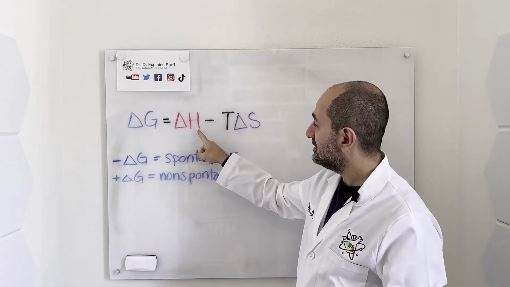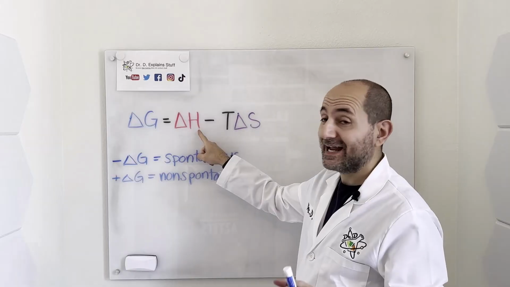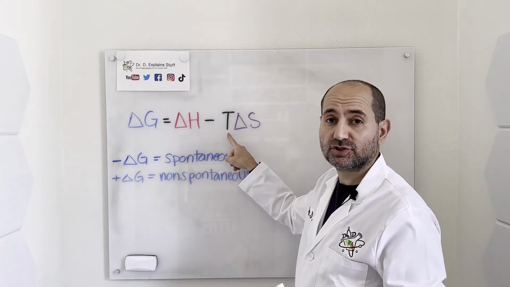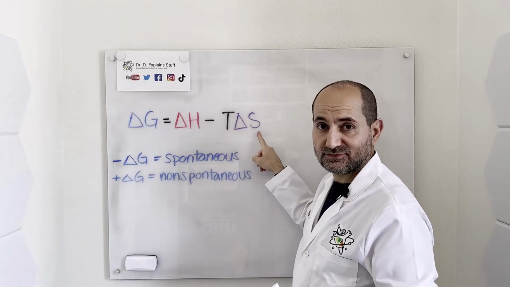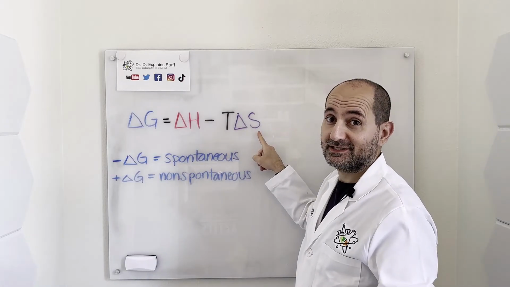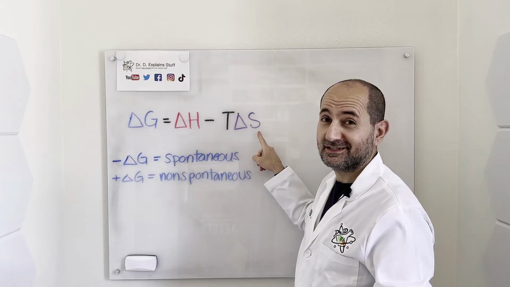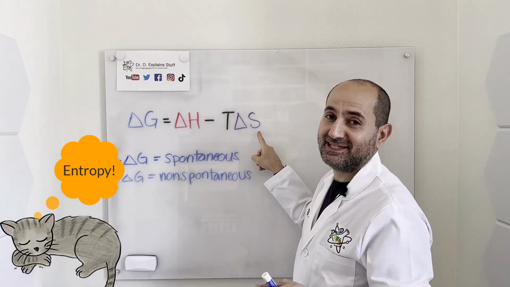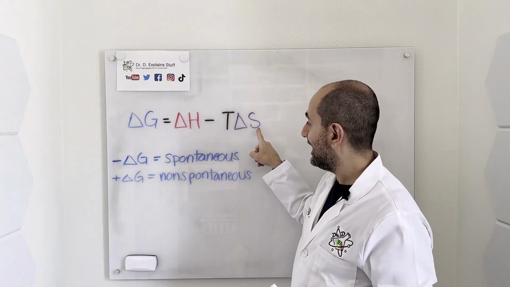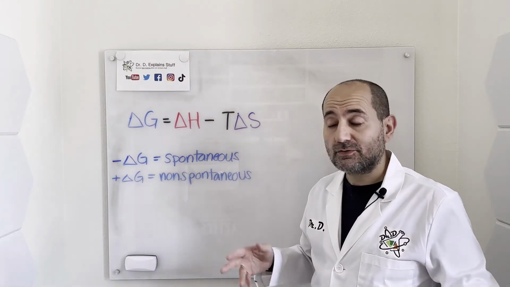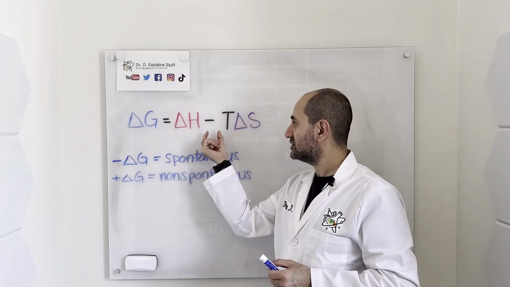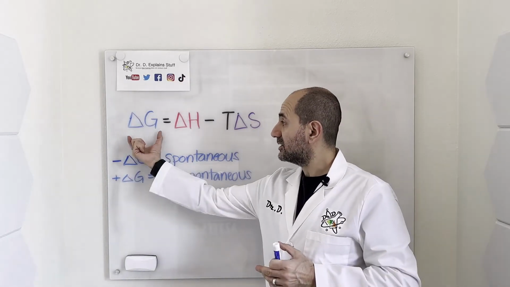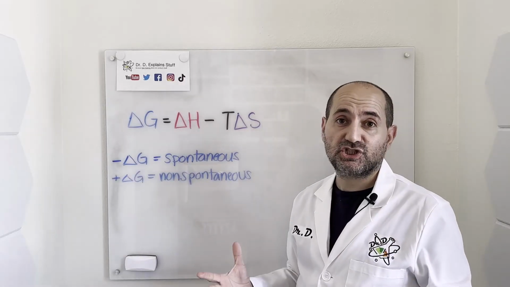We have these values: H for enthalpy, T for temperature, and S. As you already know, S, right? What did S stand for? That's right, entropy, disorder. So it turns out that H, T, and S play a role in our free energy change, okay?